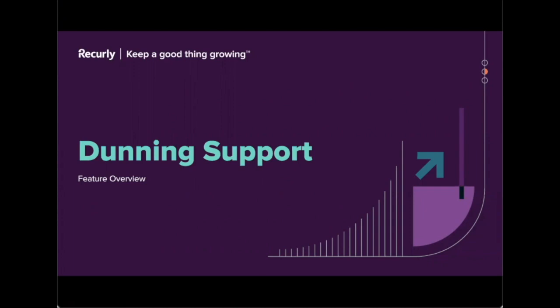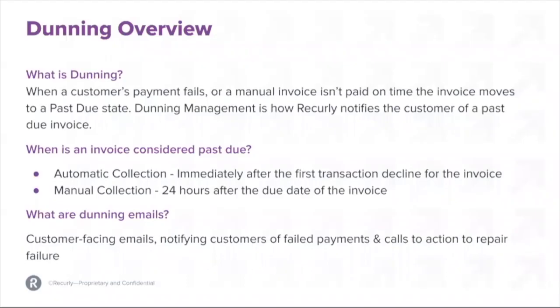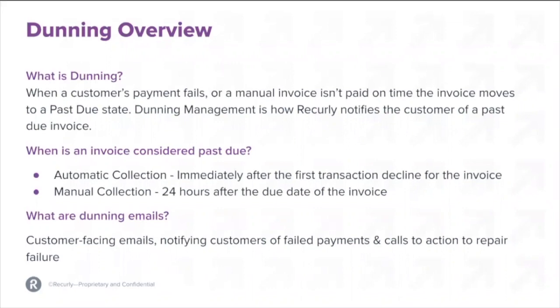Recurly helps our merchants recover failed payments through a process called dunning. In this video, we'll be providing an overview of our dunning functionality. The word dunning comes from the 17th century verb dun, meaning to demand payment for a debt. So what exactly does dunning entail?